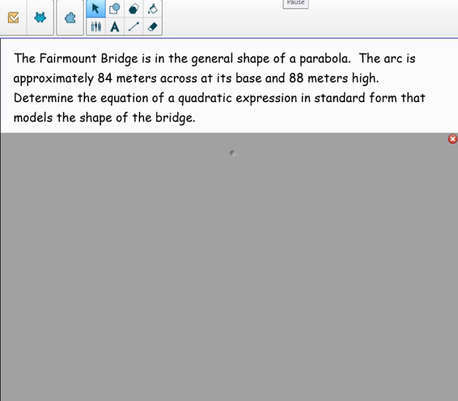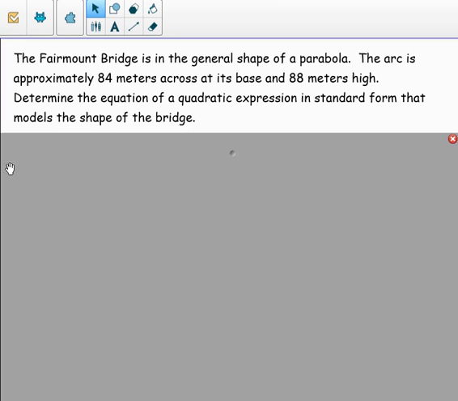Okay, this question says, the Fairmont Bridge is in the general shape of a parabola. The arc is approximately 84 meters across at its base and 88 meters high. Determine the equation of a quadratic expression in standard form that models the shape of the bridge.